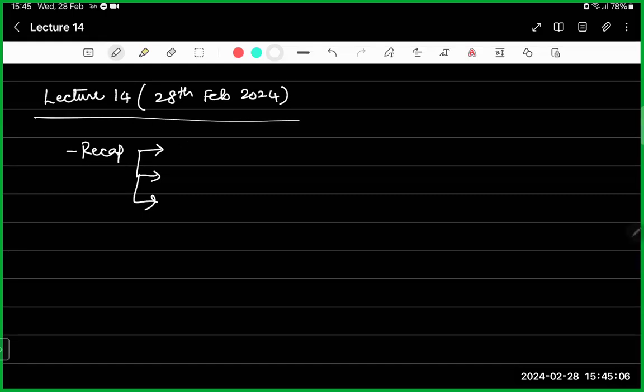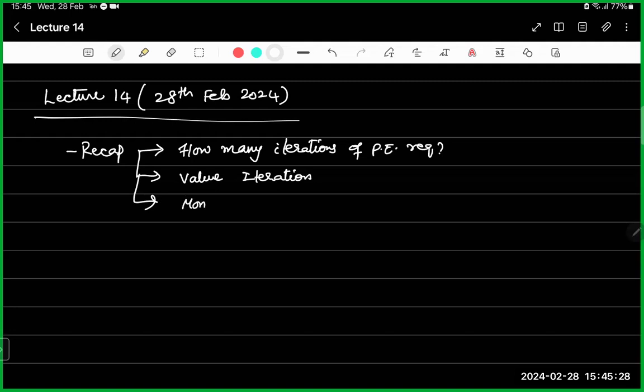So we looked at, as I said, when you don't know the dynamics of the MDP, the setting is called model-free RL, where we do not know the model.